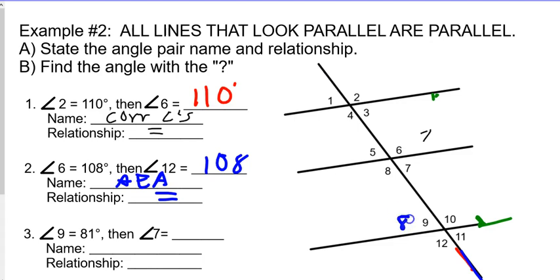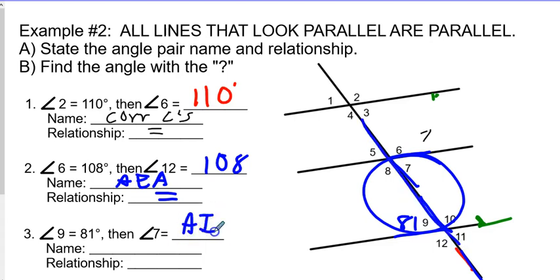So 81 right here. What about angle 7? Well, that's right here. This is right here. They are both interior angles, opposite sides of the transversal, so they are alternate interior angles, which means they are equal. And since they're equal, this is 81 degrees.